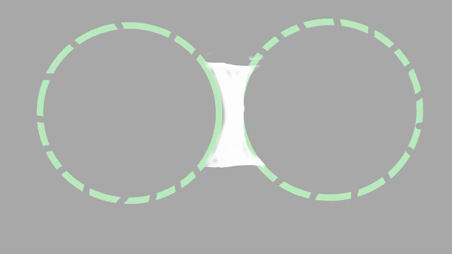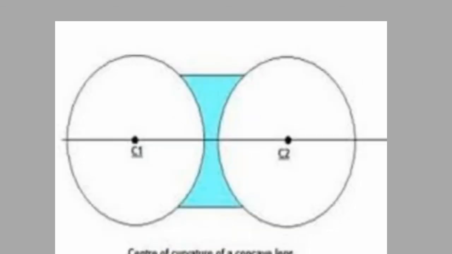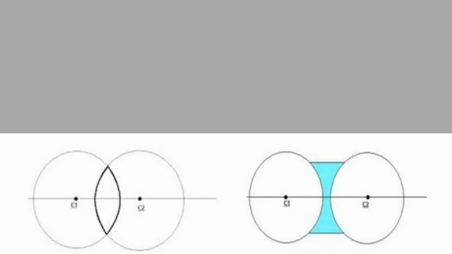A convex lens is the intersection of two solid transparent spheres. A concave lens is the space between two solid transparent spheres. Anyhow, these convex and concave lenses are part of a pair of solid spheres. That's why these spherical lenses have both surfaces as parts of spheres.